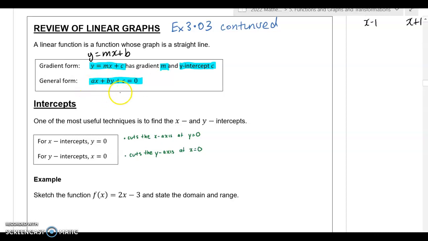But we can also have this as our general form of a straight line. ax plus by plus c equals 0. So everything is popped over onto the left-hand side of the equation and it equals 0. It's just like rearranging the gradient form up here, getting everything to the left so we have it equal to 0.